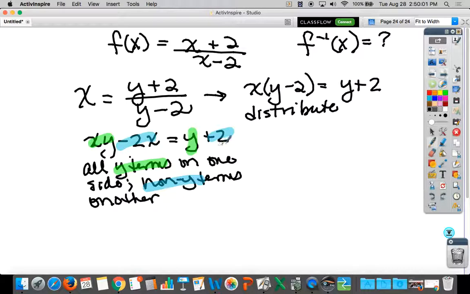Now, I will tell you this. If I ever put an answer up on the board and all your signs are opposite, I'm not talking about 2 out of 3 or 3 out of 4. If all of them are opposite, it's equivalent. It just means that you moved all your stuff to the other opposite side than I did. So I'm going to subtract this Y and move it over here. I'm going to add the 2x and move it over here. So now I have xy minus y equals 2 plus 2x.